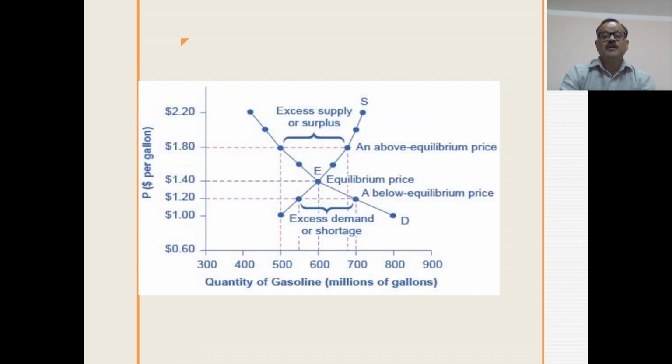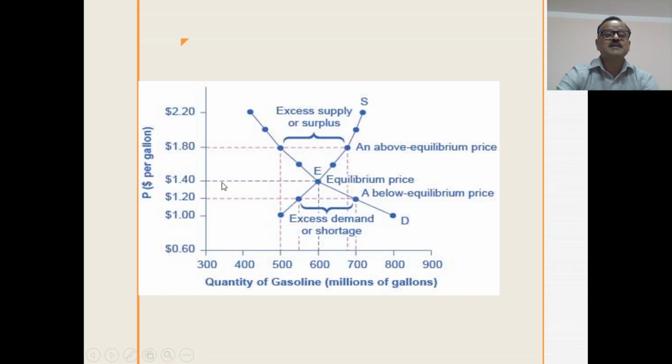So here equilibrium position can be shown by using this figure. You can see the demand curve slopes downward because it reacts negatively or inversely to the change in price. So here the supply curve moves upward because it reacts positively with the change in price. So here is the interaction between the demand and supply curve. This is the equilibrium point E at 600 million gallons, and the price is $1.40, petroleum.